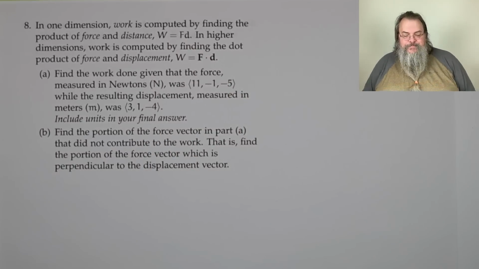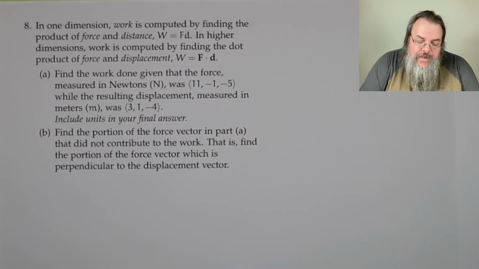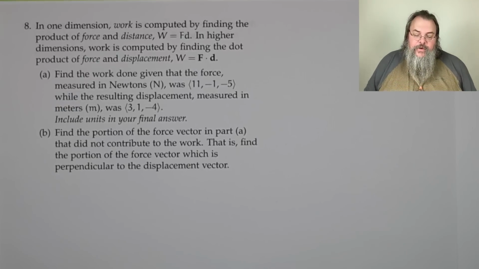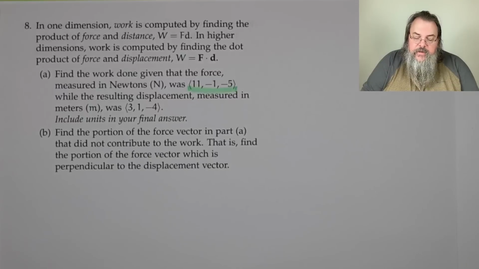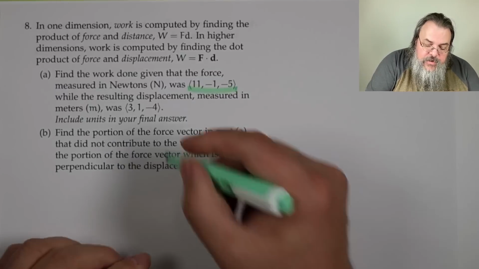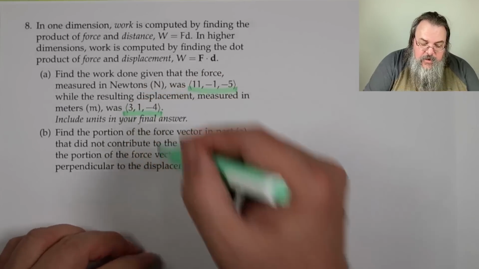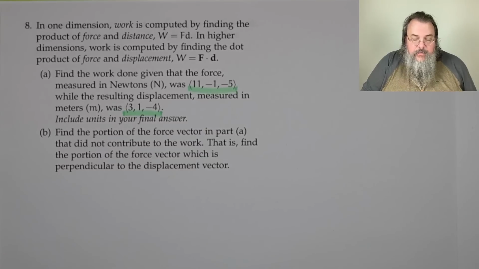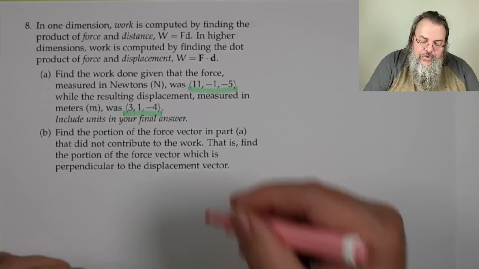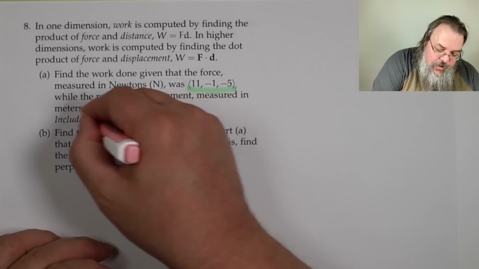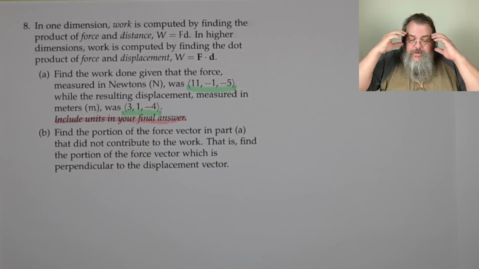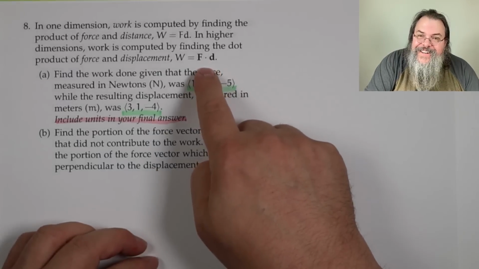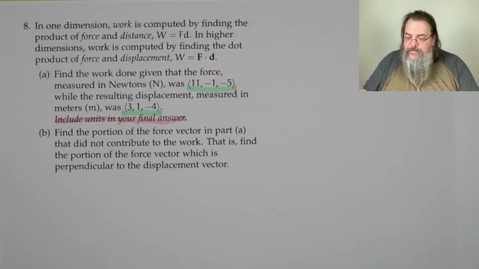Nice. Okay. So, find the work done, given that the force measured in newtons was 11, negative 1, negative 5. Okay, so we have this part. That's our force, while the resulting displacement measured in meters was 3, 1, and negative 4. Okay, that's that part. And then it says, of course, there's an extra direction. Include units in your final answer. Well, if they ever put that in as an instruction, we got to do that. Now, you might say, how do we do this? It's right there. It says, look, find the work. And work is F dot D.